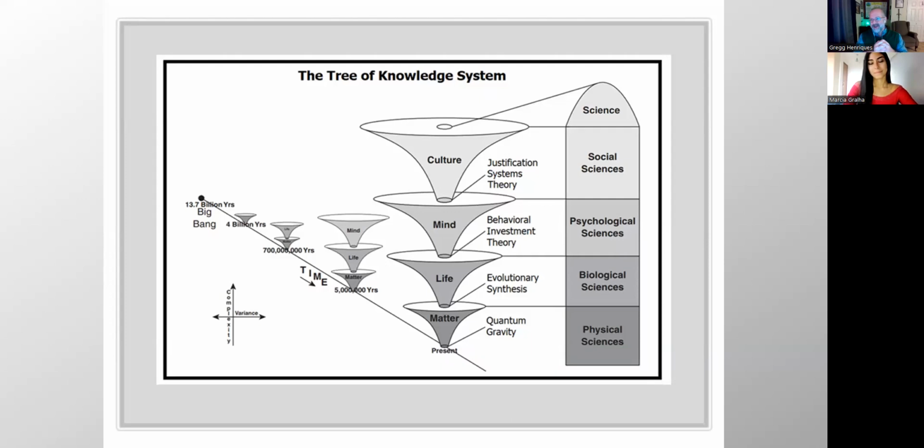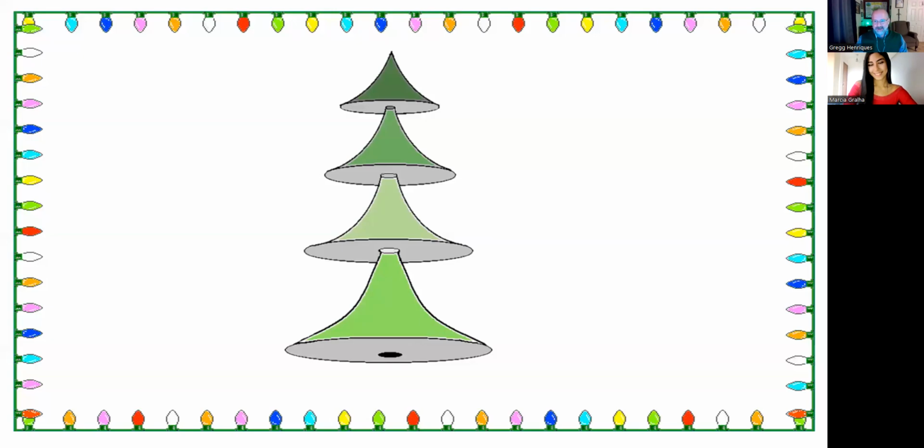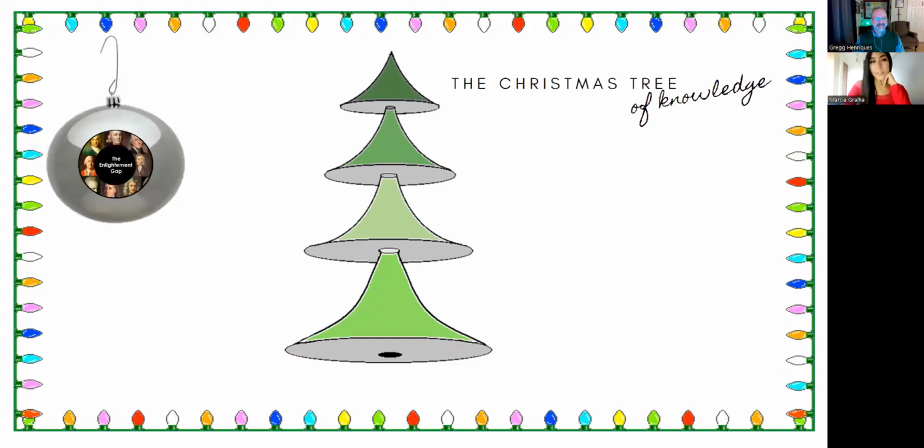This is a famous diagram in relationship to UTOK that describes the universe in terms of matter, life, mind, and culture. And today, we're going to be flipping it around. Yeah, so we're making it festive with Christmas lights and everything. And that's our UTOK tree of knowledge turned festive into a Christmas tree of knowledge. And we start with our first ornament.